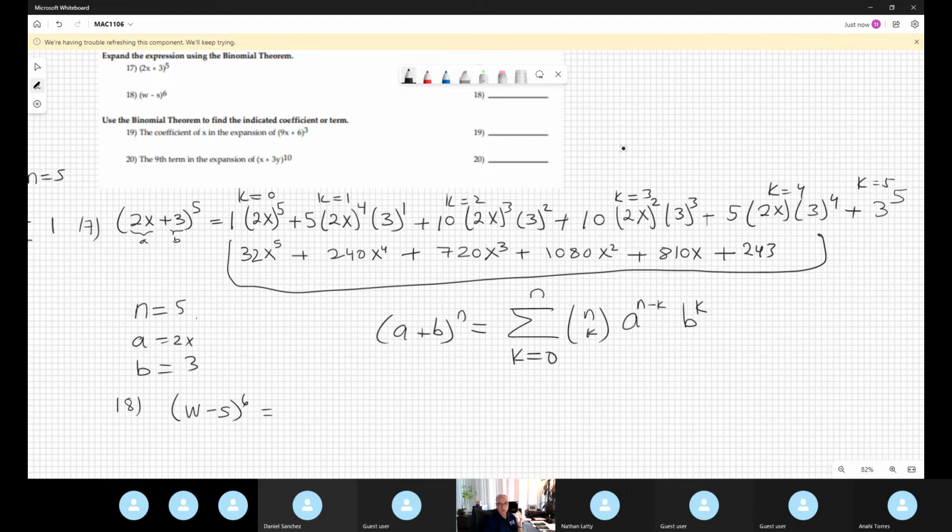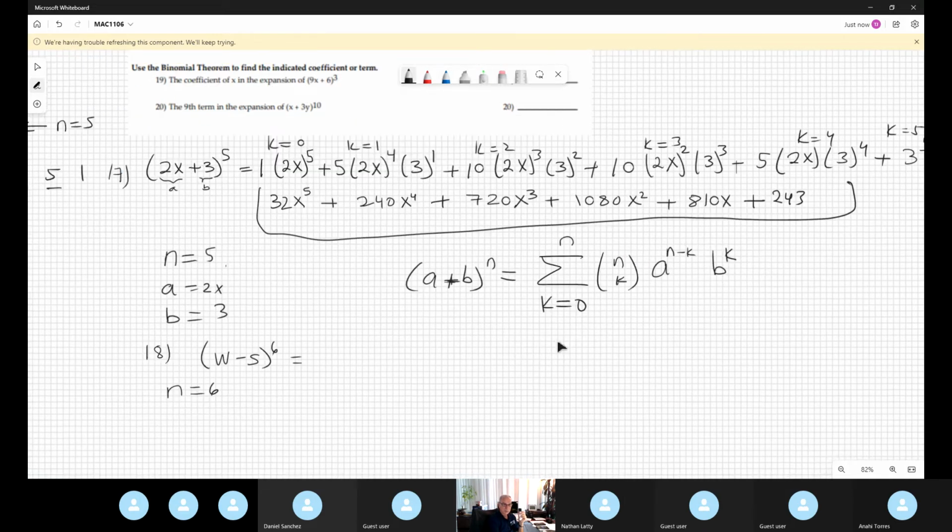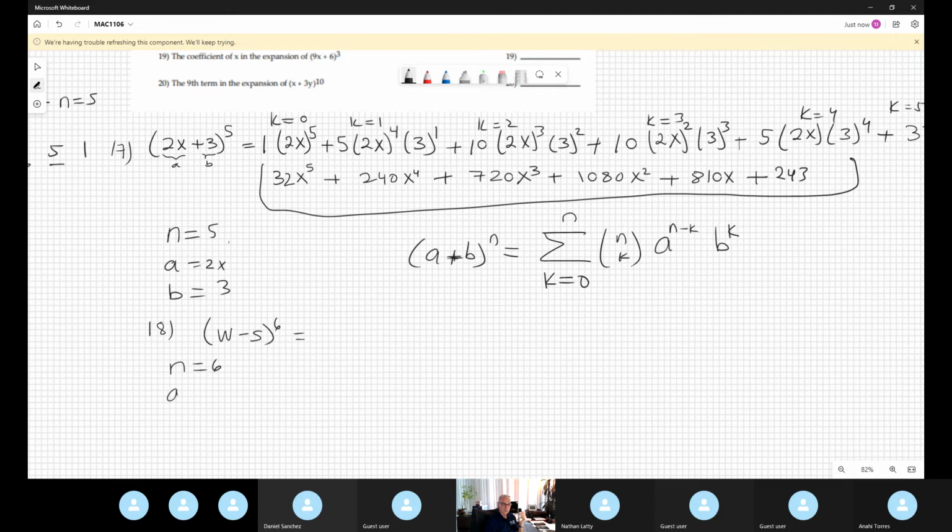So, this is confusing, professor, because you explained when it's positive. But what happens when it's negative? It's the same. But the only consideration is that A is W, but B is minus S. So, in any B in the formula you put minus S. When the exponent of the B is even, it's positive. But when the exponent is odd, it's negative. That's it. And this is easy because it's 6 power.